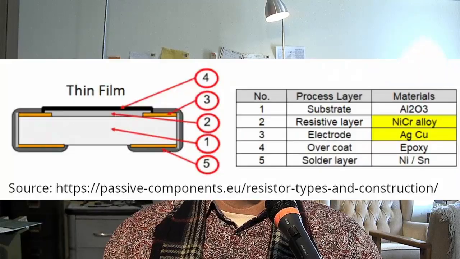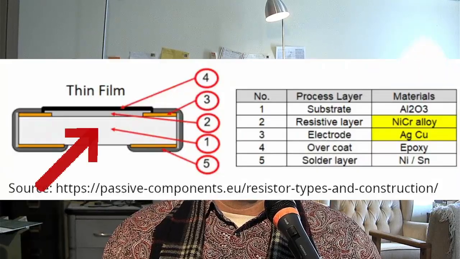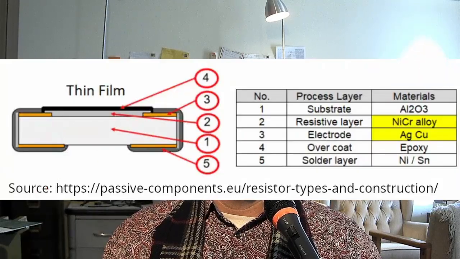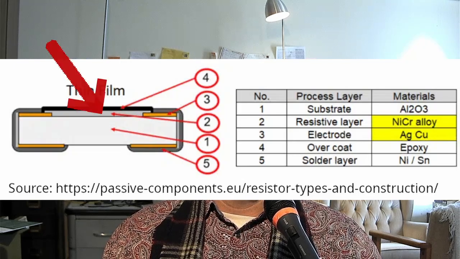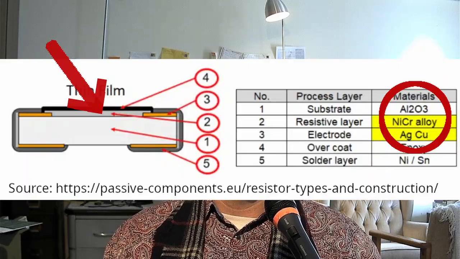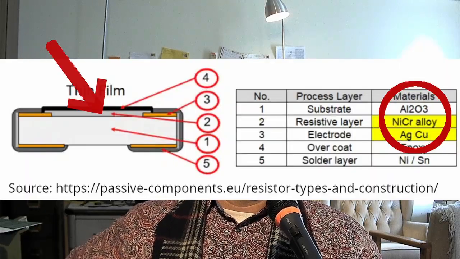Next one is going to be thin film. This one you also start with a ceramic substrate, but instead of putting a paste layer on top of it, you actually sputter a thin film. That's where the name comes from. You sputter a thin film of conductive metal onto that substrate. And then usually you'll trim it with lasers to really dial in the value of the resistor.